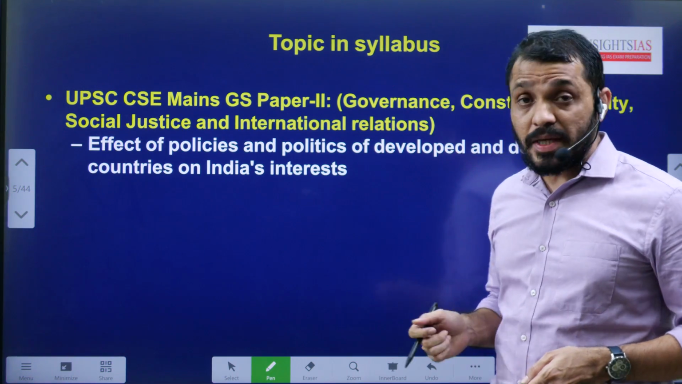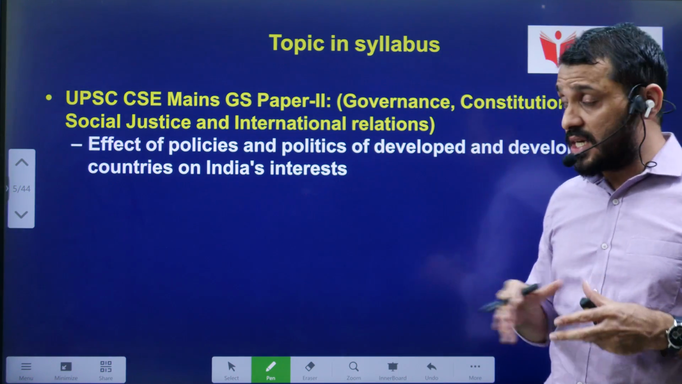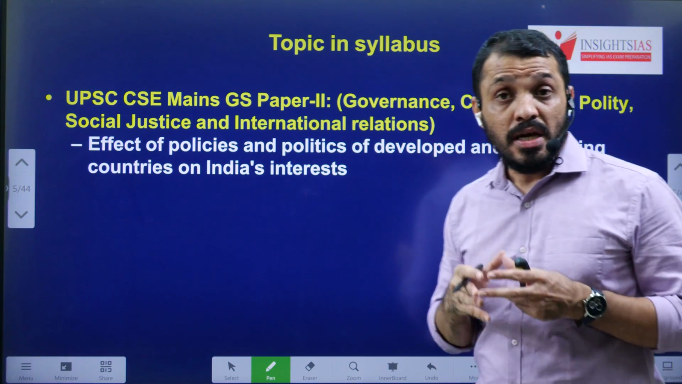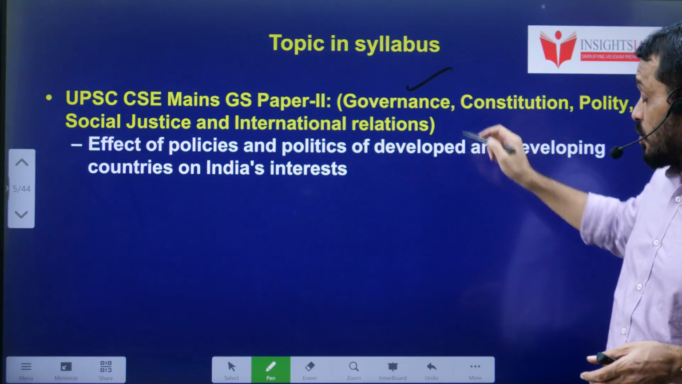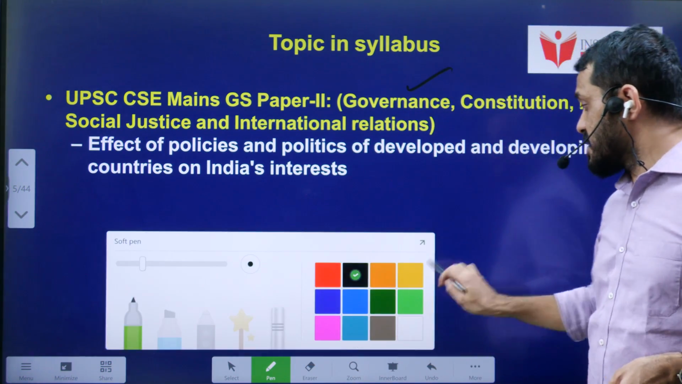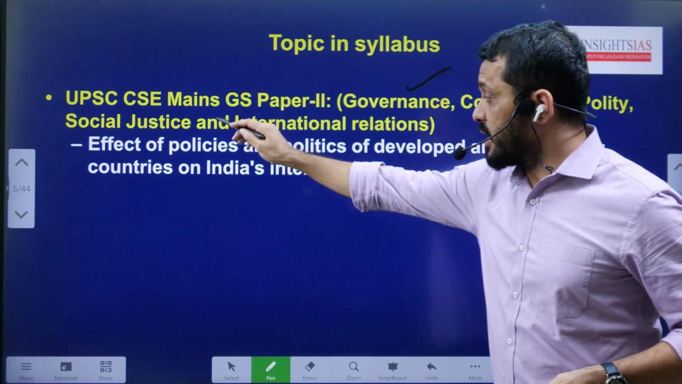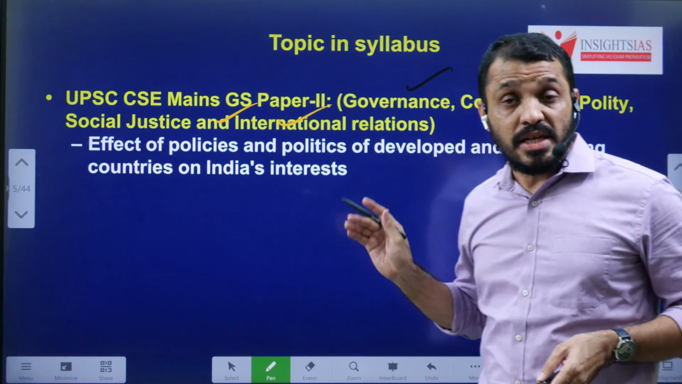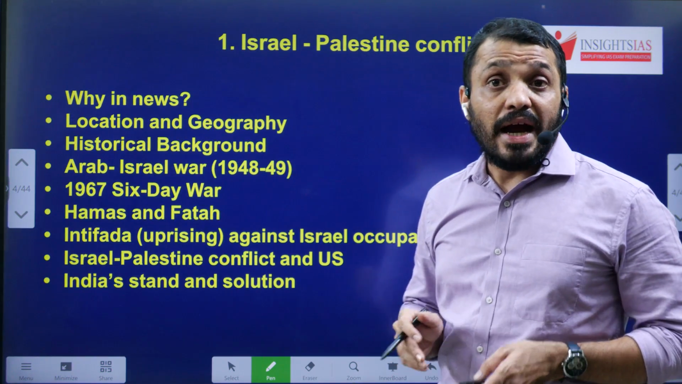In terms of syllabus mapping, it is related to current affairs and General Studies Paper 2. In General Studies Paper 2, it is related to governance and constitution, polity, social justice and international relations. That is the syllabus mapping and video components.